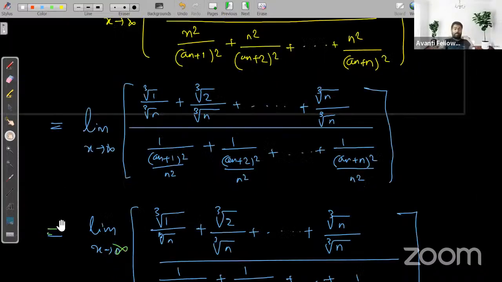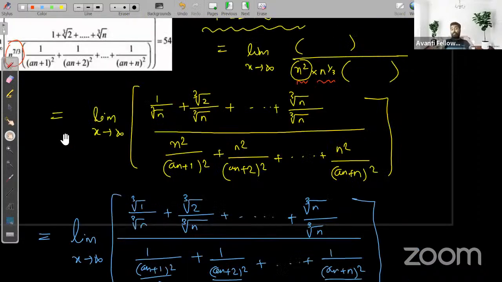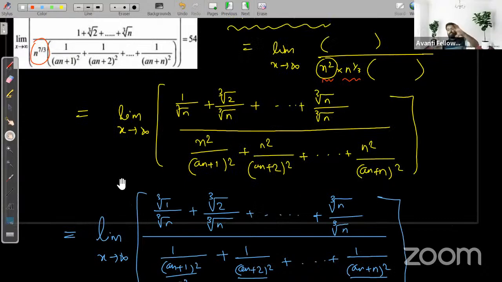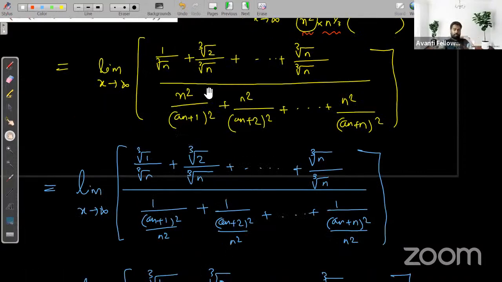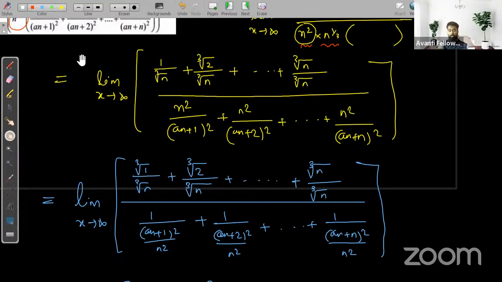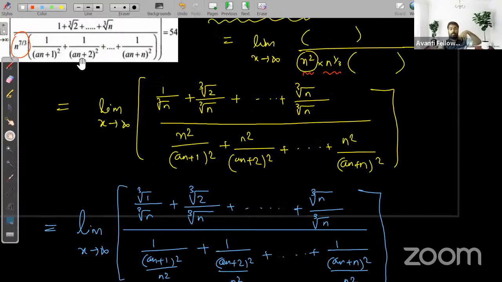So that's why, what we were having in the denominator was 8 n to the power 7 by 3. So n to the power 7 by 3 is n square into n to the power 1 by 3. So in the first step, I divided by n to the power 1 by 3 in the numerator and denominator. After dividing, I am getting these expressions. I also multiplied n square with the given expression in the denominator.